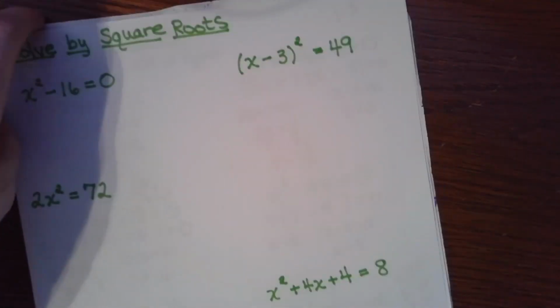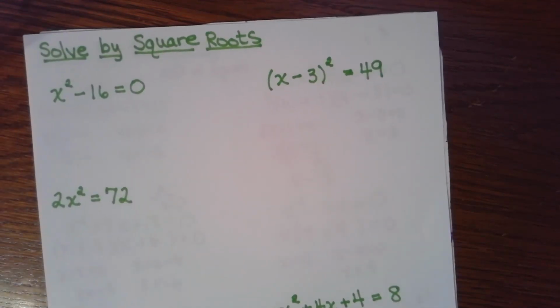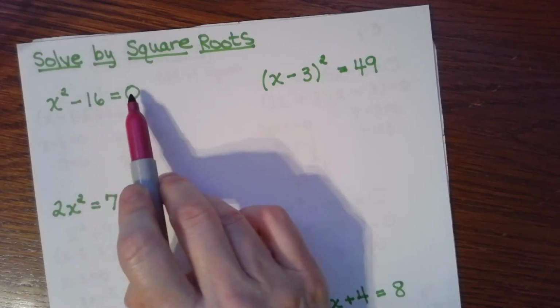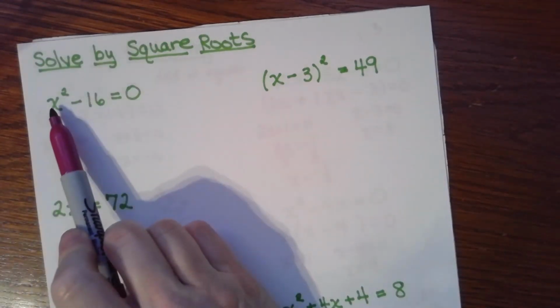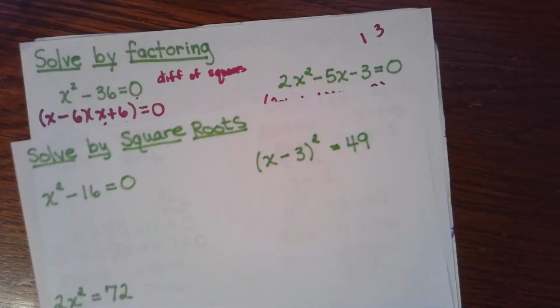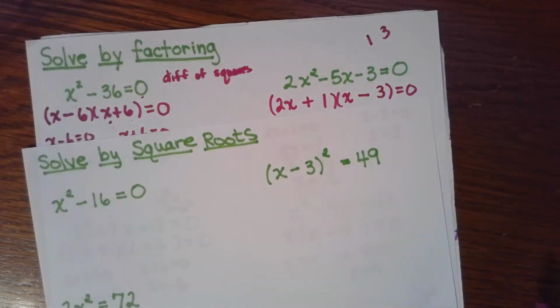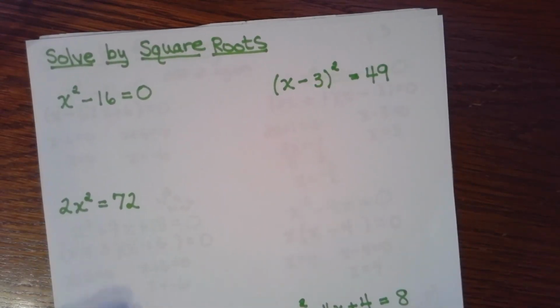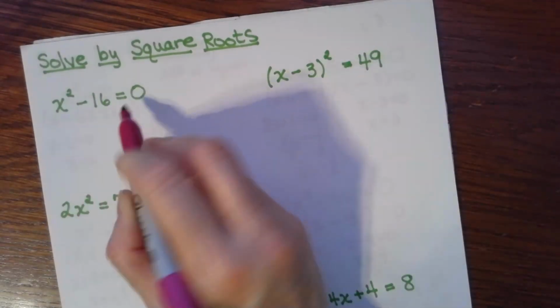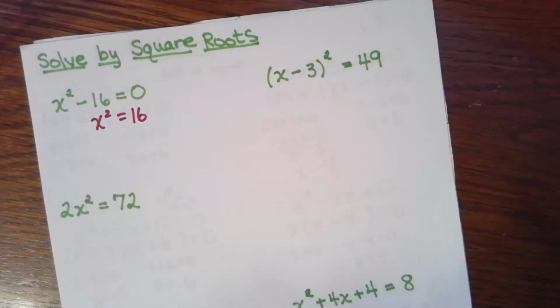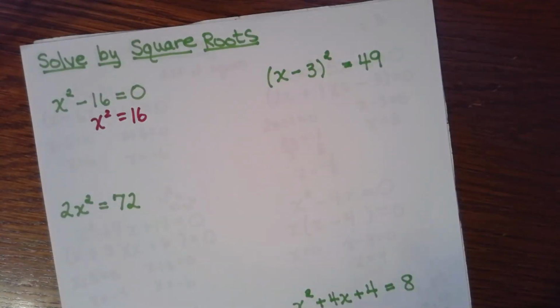All right, the next set we want to look at is solving by square roots. Okay, so let's look at this first problem. x squared minus 16 equals 0. Well, we know that's a difference of squares, and we could factor it like we did on this previous difference of squares, like the x squared minus 36. But there's another way that we could solve that as well. So there's no x term at all, and so we could go ahead and add 16 to both sides and turn this into x squared equals 16.